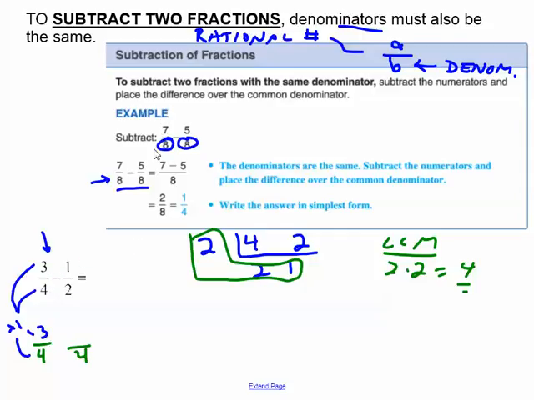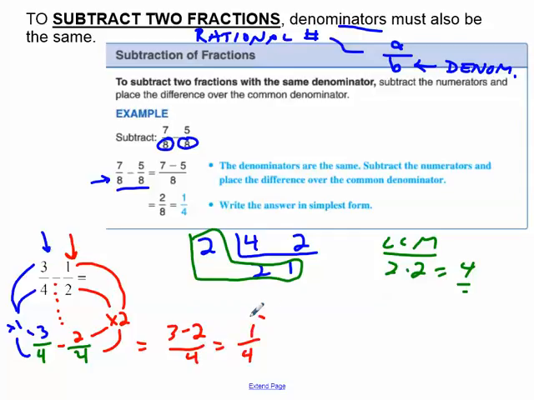If we're looking at the red fraction, the one on the right, 1/2 is how many fourths? Let's go through the steps. 2 times 2 gives me 4, so the 1 has to come along. 1 times 2 also gives me 2. 1/2 is 2/4, the same thing in different form. Now we drop down our minus sign. 3/4 minus 2/4 equals 3 minus 2 over 4, which equals 1/4. Done.